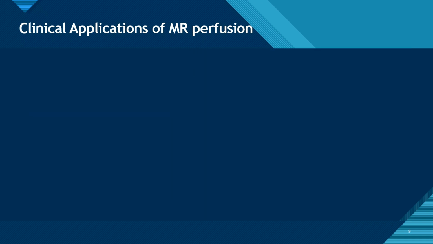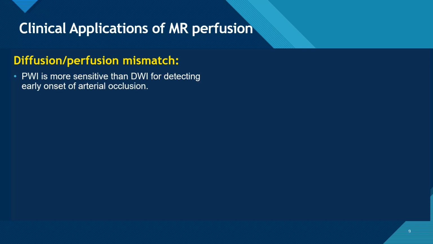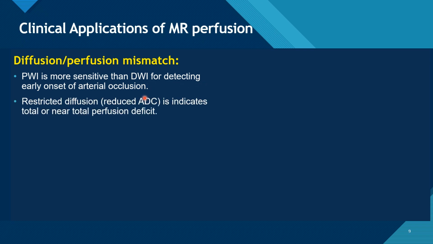So let's see how we can apply this. First of all, we have the concept of diffusion-perfusion mismatch. What does this mean? This means that since perfusion-weighted imaging is more sensitive than DWI for detecting early onset of arterial occlusion, any area of restricted diffusion or reduced ADC is indicative of a total or near total perfusion deficit, and this tissue cannot be reversed or its effects have already happened regarding ischemia.